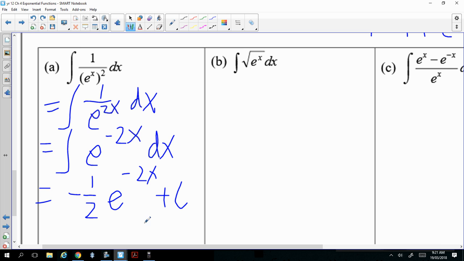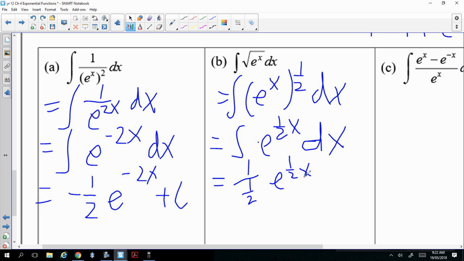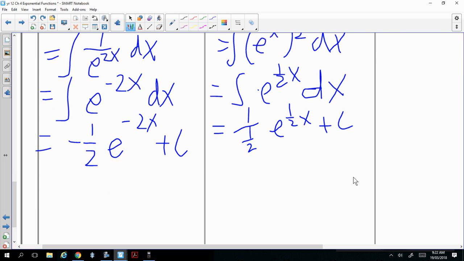Okay, so the next one, e to the power of square root x. Now, square root means power half, dx. Half is e to the power half x, and then dx, like that. And then use the formula 1 over half e to the power half x plus c, which is 2 e to the power half x plus c. Okay, done.